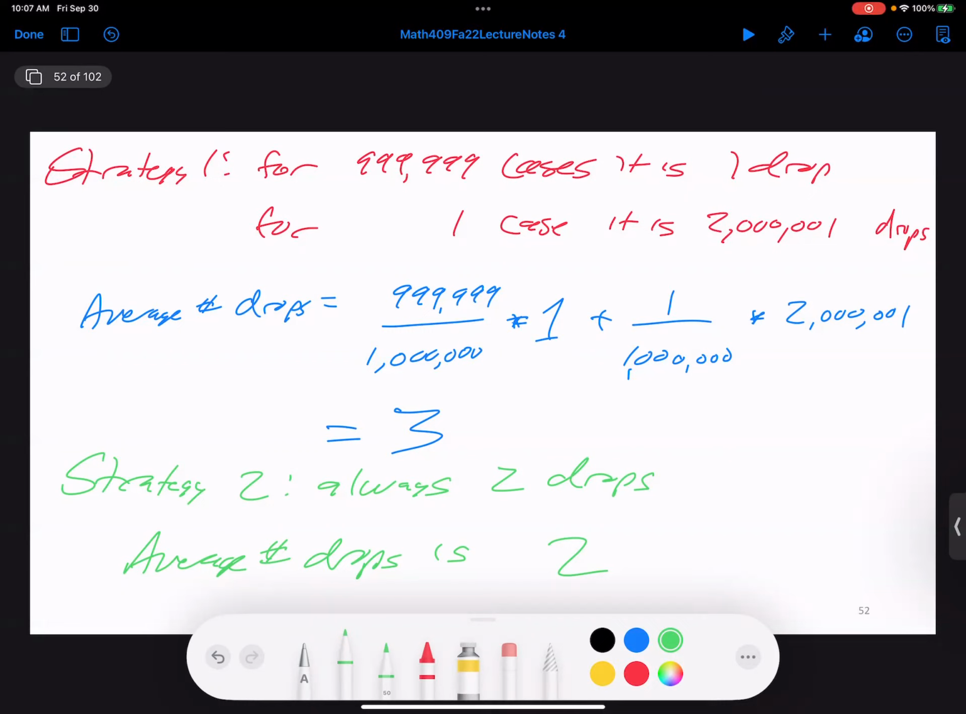So should we always do strategy 2? Why might we want to do strategy 1? Well, I'm just saying it's not a function of how many eggs I have. When I use strategy 1, let's say 999,999 cases will require just 1 drop. Somehow I'm able to figure it out with just 1 drop. But there's this one annoying case, this one special choice of B, that's going to cost me a little over 2 million drops to figure it out.